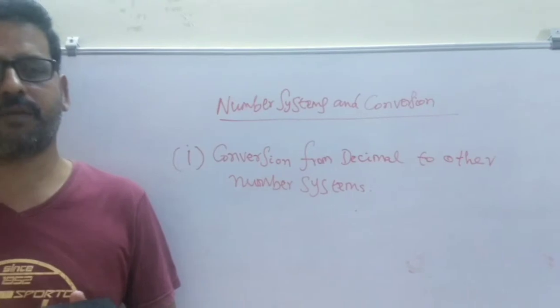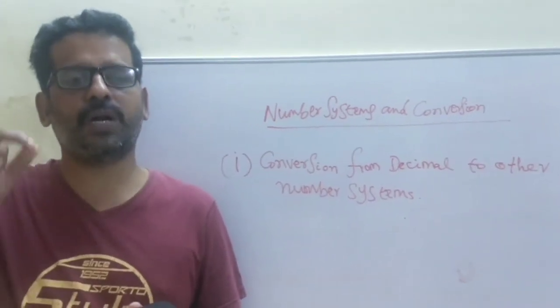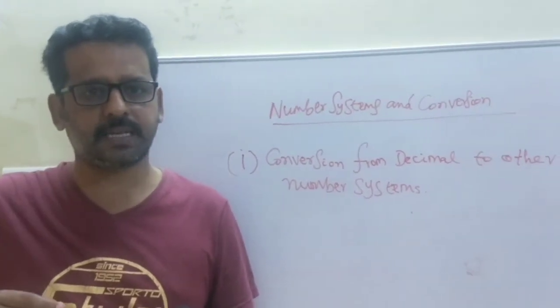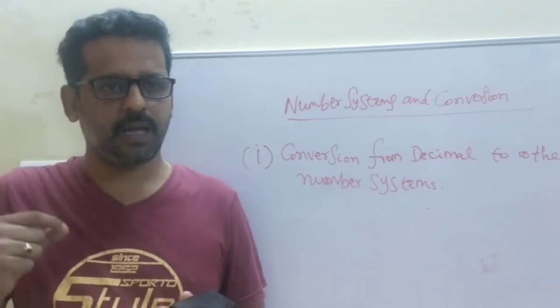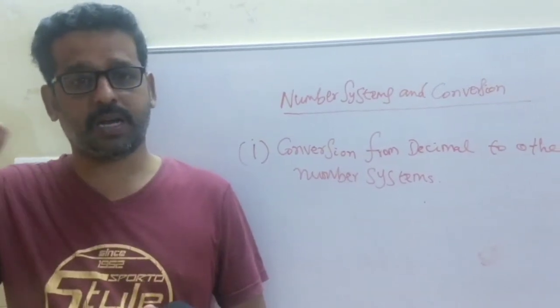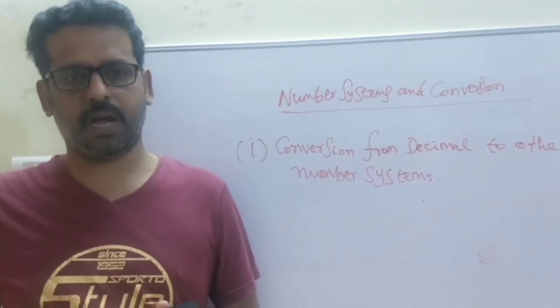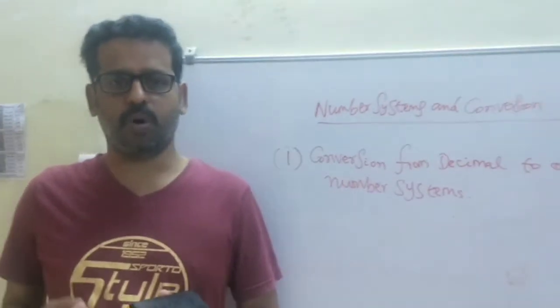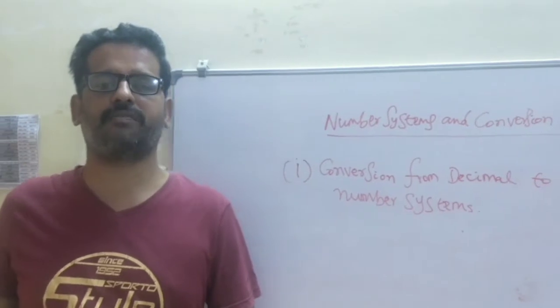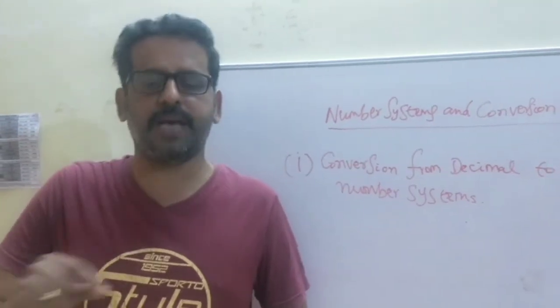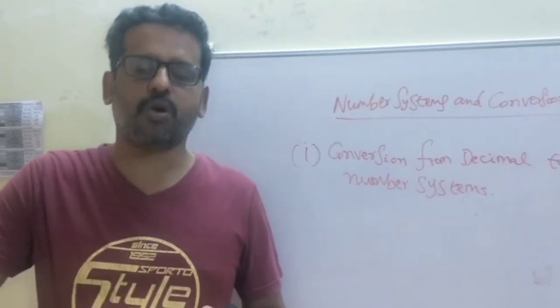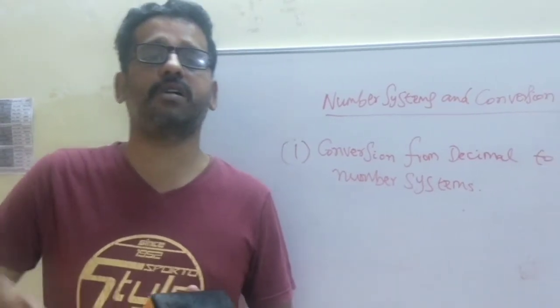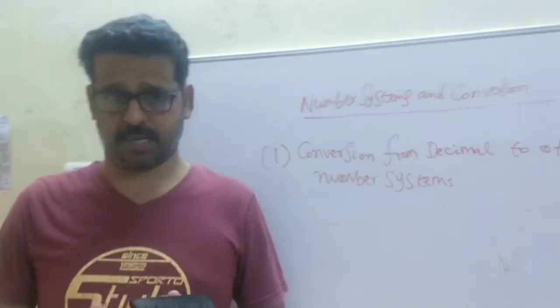For the integer part, you need to divide by the base or radix of the number system to which the given decimal number has to be converted. For example, if I am trying to convert a decimal number to binary, then I have to divide the integer part of the decimal number by base 2. Then the accumulation of the remainders in reverse order would be the result.